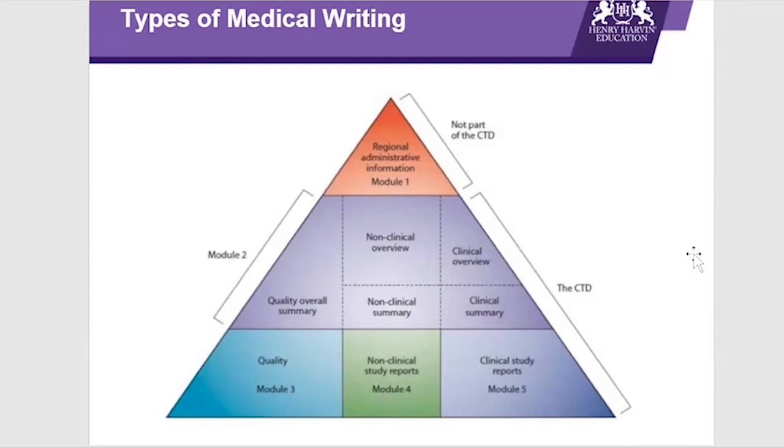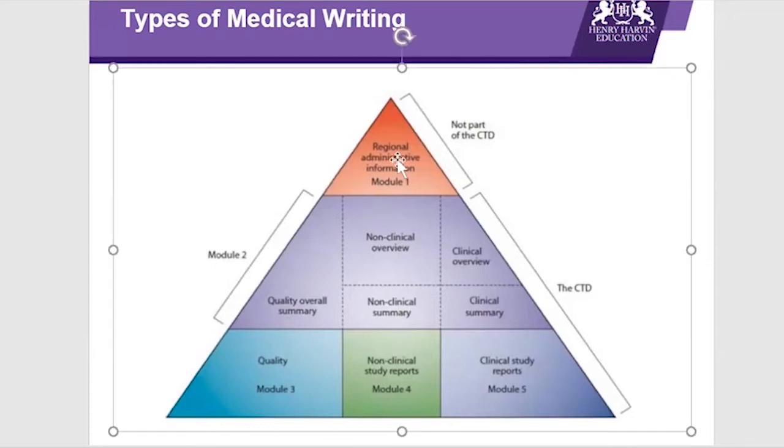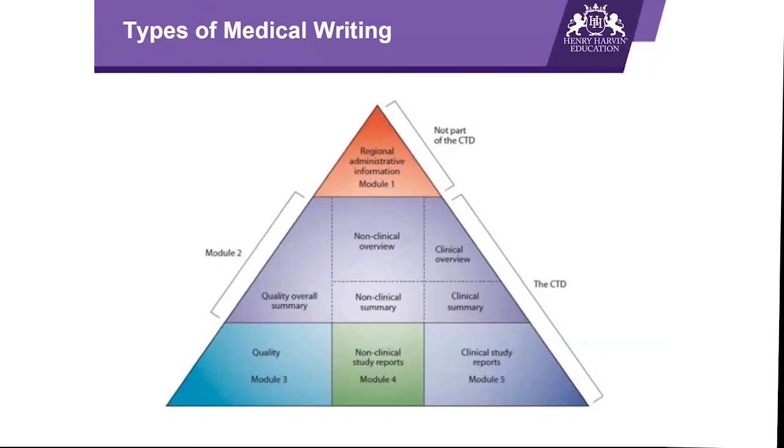So what does this include? Module 1. Maximize the picture. Oh, you're not able to see, is it? Yeah, wordings are not clear. Is this clear? Yes. So the first part, module 1, is generally the administrative information, like the addresses, names, and all those things.